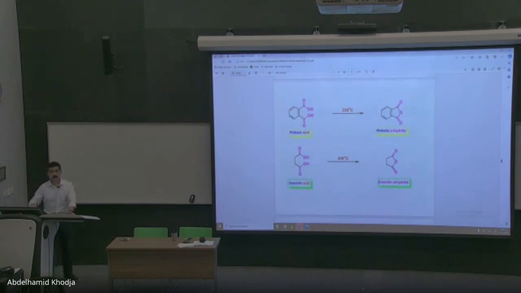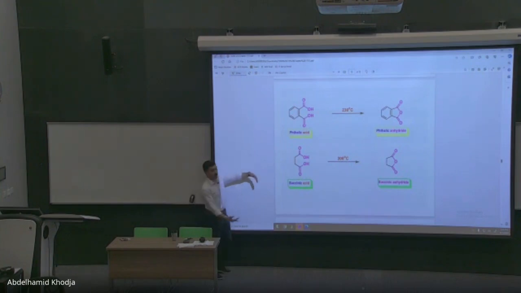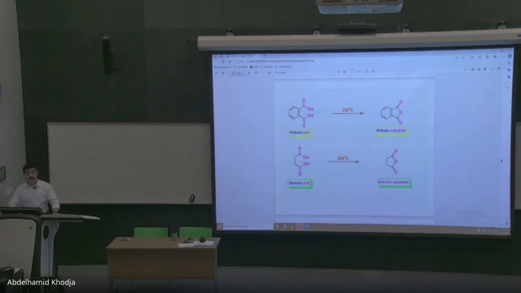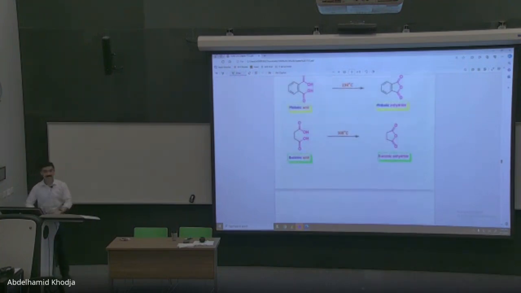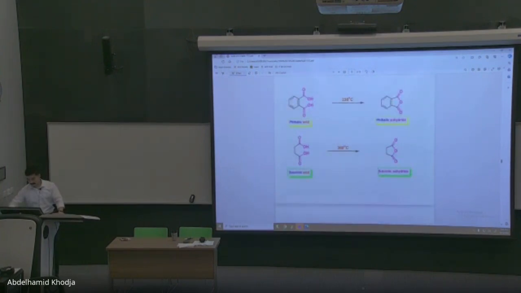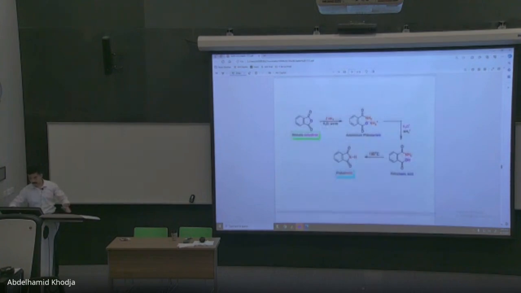This looks at forming anhydrides, cyclic anhydrides specifically, from carboxylic acids. Basically, two carboxylic acids facing each other. If you heat them up together, you get rid of one OH group, you get rid of a hydrogen, and you just join them together, and you form either phthalic anhydride or succinic anhydride. So we just heat those up.